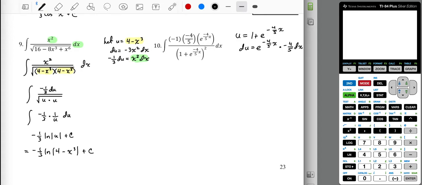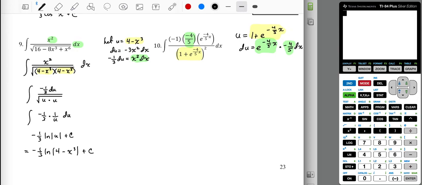Alright, so looking at the numerator, I think we're in pretty good shape here, because I have a negative 4/5, and I have e to the negative 4/5 x. I just have that extra negative 1 there, so I can account for that in a sec. And it looks like on the bottom, yeah, it's just that clean substitution. It'll be u to the second power.